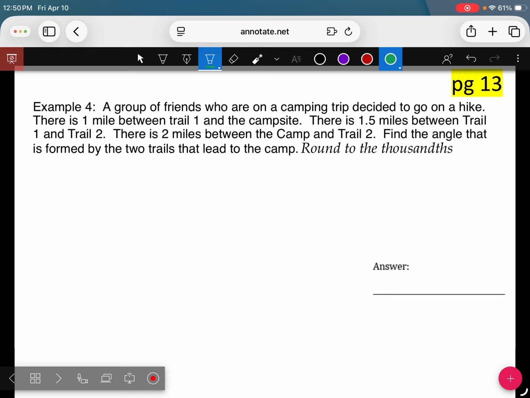So we have 1 mile between trail 1 and the campsite. And then there is 1.5 miles between trail 1 and 2. And then 2 miles between the camp and trail 2. So it looks like we have trail 1, trail 2, and a camp. So let's go ahead and draw a triangle.